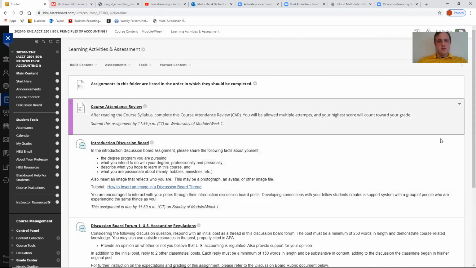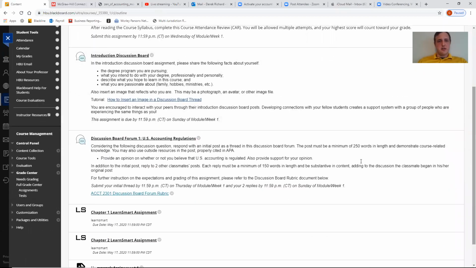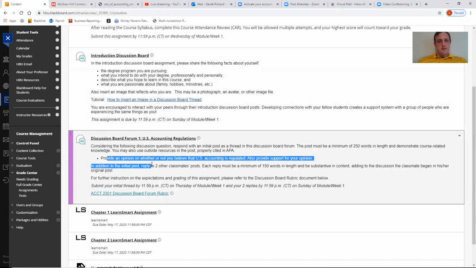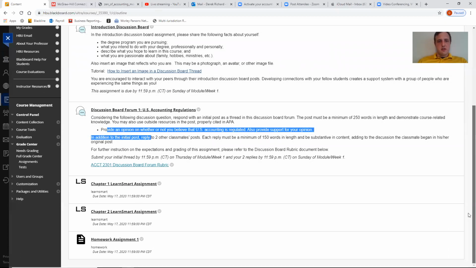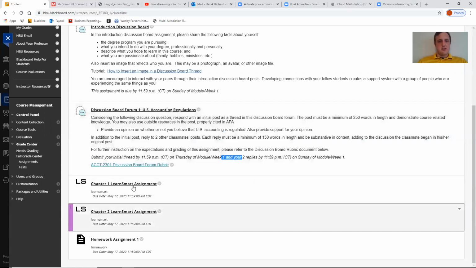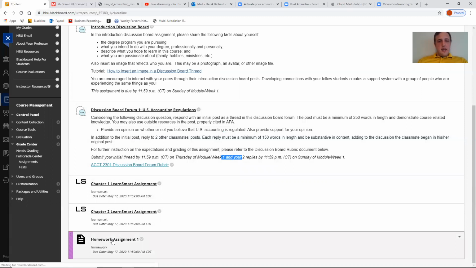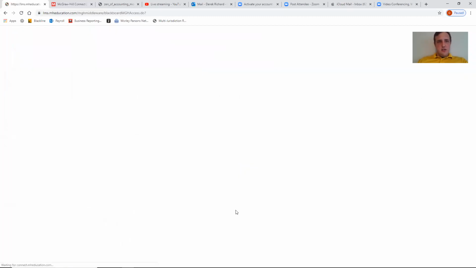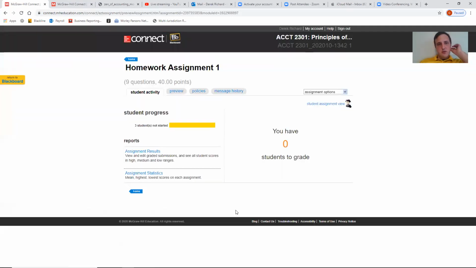Course attendance reviews are due Wednesday. Introduce yourself by Sunday. Have an opinion here to write. Make sure that by Thursday you do your post, and then make sure that you have 2 replies by Sunday to each of these SMART assignments. And in this instructional, we're going to go through the week one homework assignment.